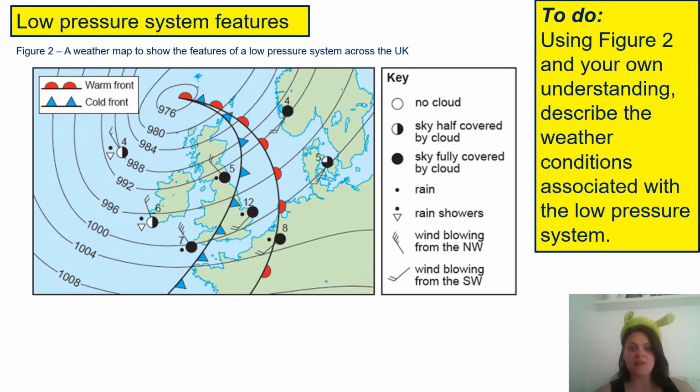So you're going to look at those symbols and you're going to tell me what weather do you get at low pressure systems. Give yourself about 5 minutes.